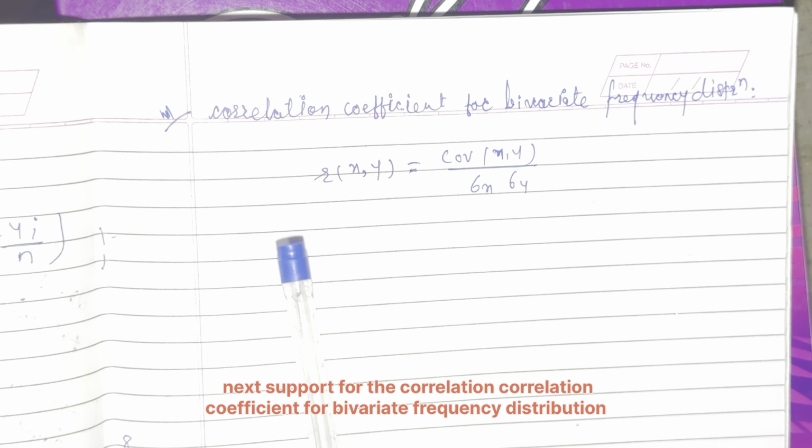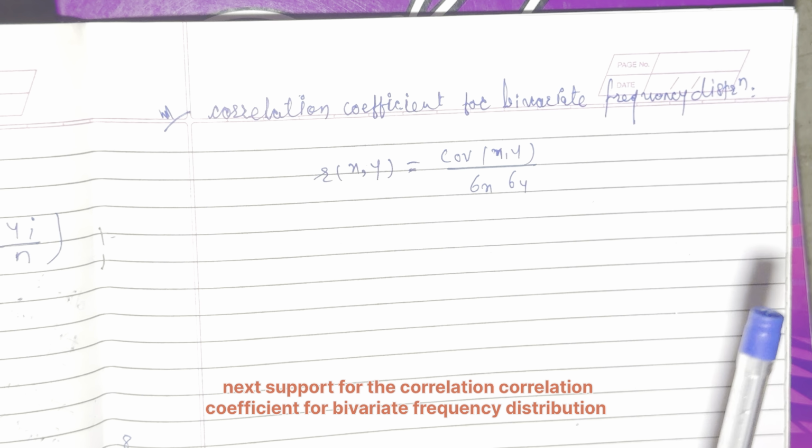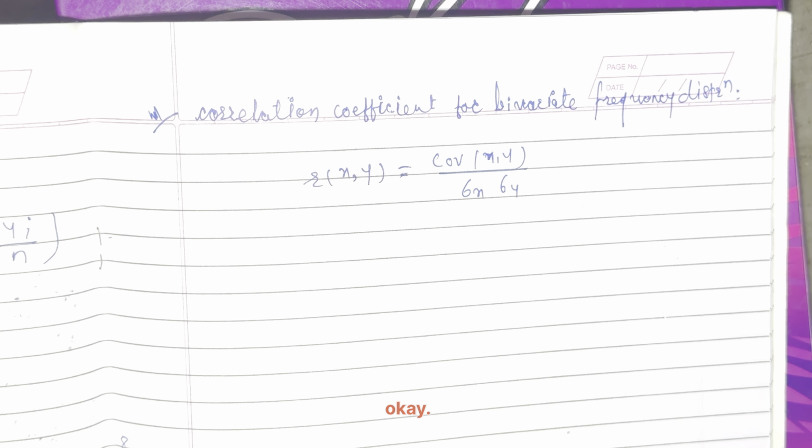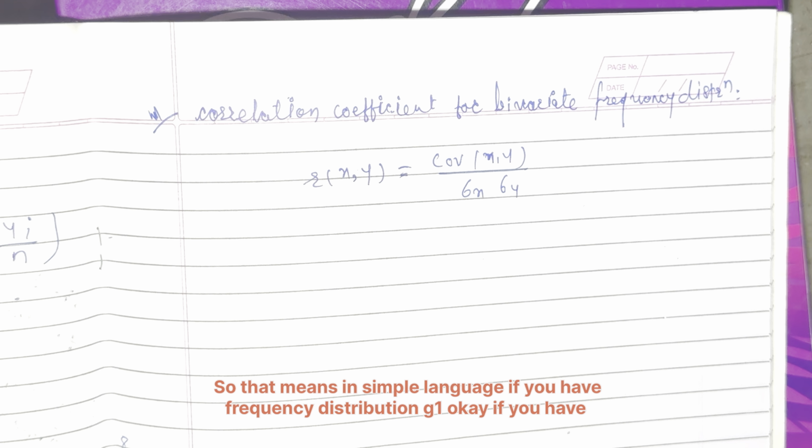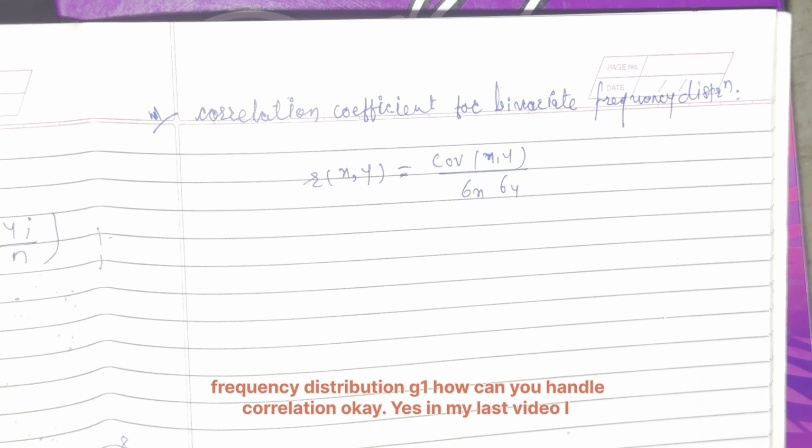In today's video, I'm going to explain the next sub point: the correlation coefficient for bivariate frequency distribution. That means, in simple language, if you have a frequency distribution given, how can you handle correlation?